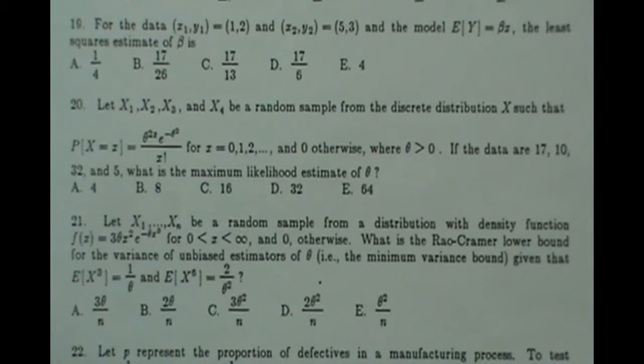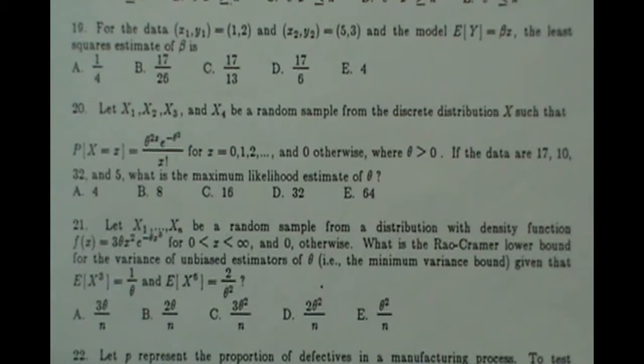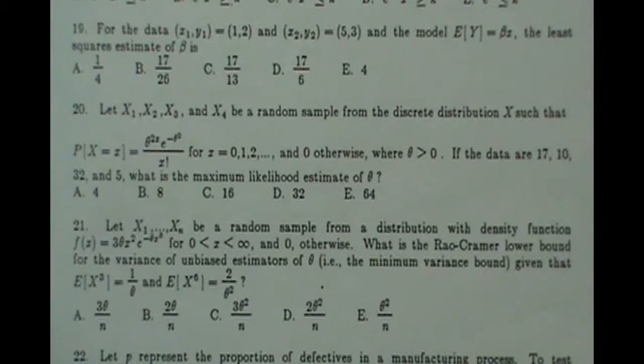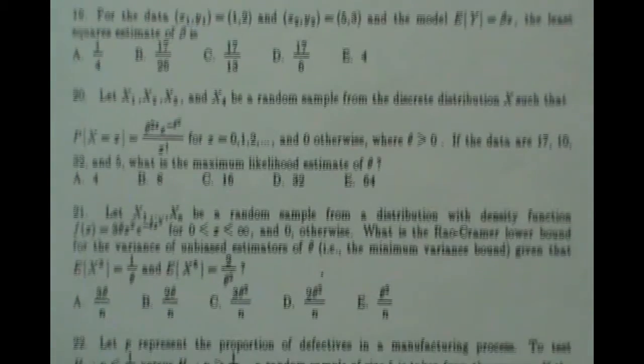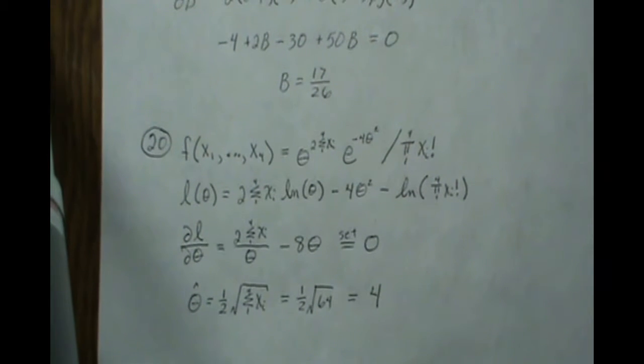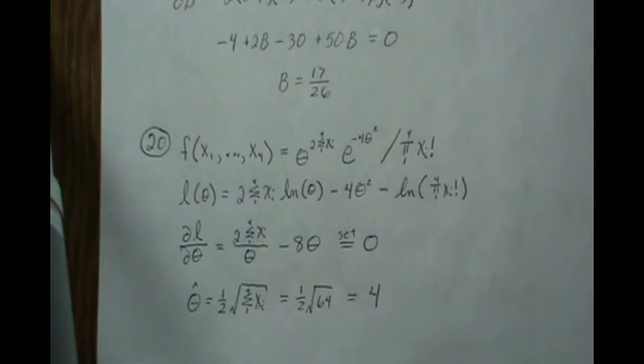Number 20. Let x1 through x4 be a random sample from the discrete distribution x such that the probability of x equals this quantity and 0 otherwise for theta greater than 0. If the data are 17, 10, 32, and 5, what is the maximum likelihood estimate of theta? Now in number 20, we want to find the maximum likelihood estimate.